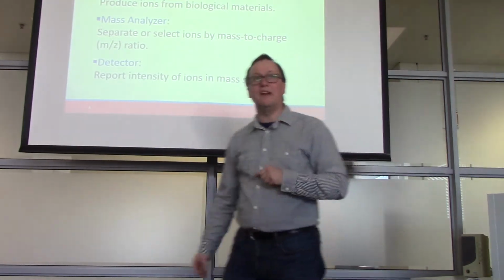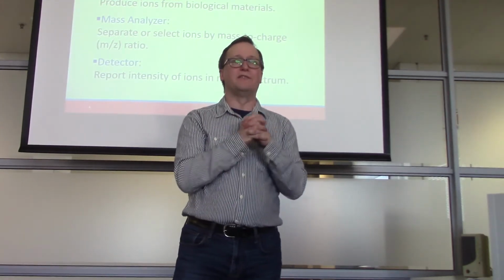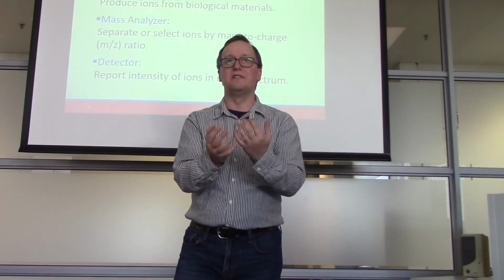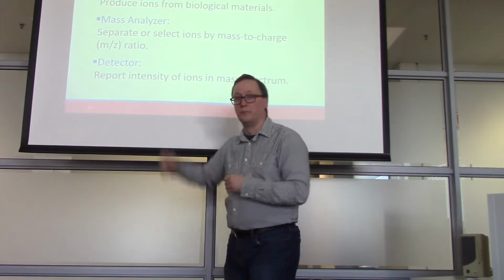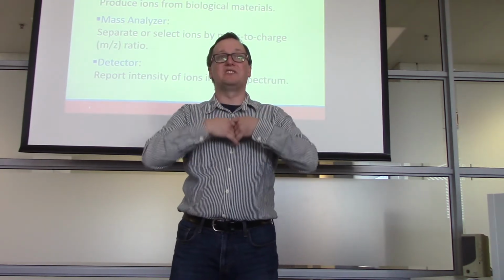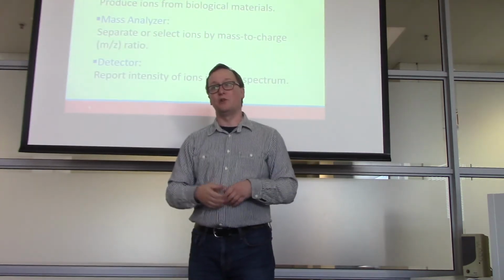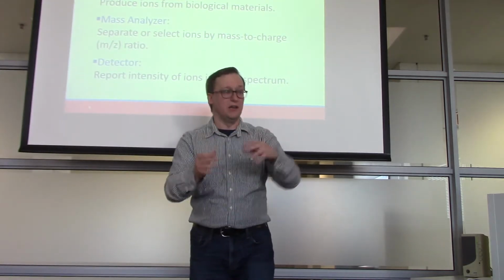So next, we have mass analyzer. The mass analyzer is kind of the business end of the mass spectrometer. It's the part that's actually manipulating ions by their mass to charge values. And finally, we have a detector. This detector is going to allow us to say how much did we have at a given mass to charge value. So we have the ability to create the signal, to manipulate it in some way, and then to measure what comes out.